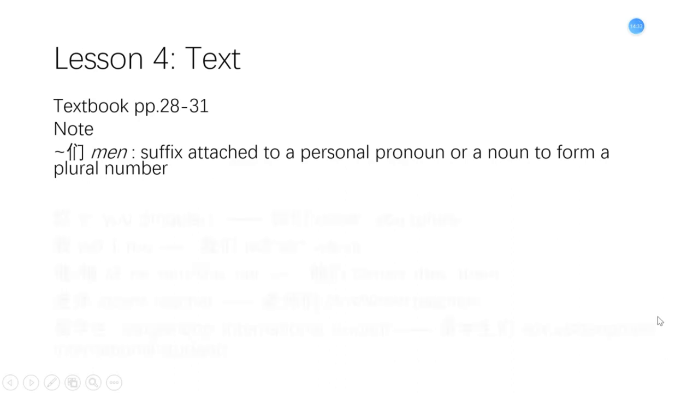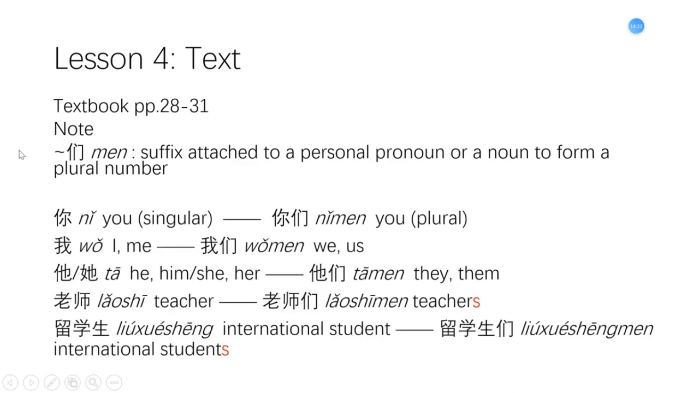Okay, so let's see these examples. We have learned pronouns like 你 and 我. 你 means you, okay, and in Chinese, this you is singular, just one person. And 我 means I or me, okay. And 他, as I said just now, means both he and she in Chinese. He and she in Chinese have the same pronunciation, but different Chinese characters.